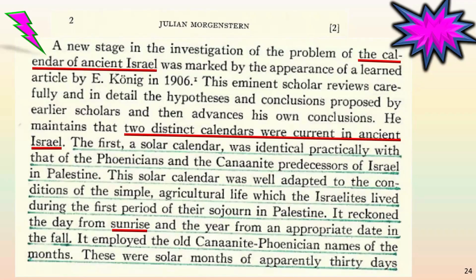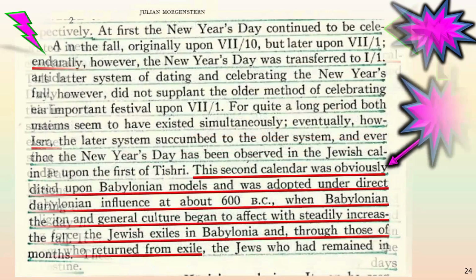This solar calendar was well adapted to the conditions of the simple agricultural life which the Israelites lived during the first period of their sojourn in Palestine. Do you notice that? The first period of their sojourn in Palestine. It reckoned the day from, he's saying sunrise, but actually it was dawn. They reckoned the day from dawn and the year from an appropriate date in the fall. That was for their civil calendar. It employed the old Canaanite Phoenician names of the months, and there were solar months of apparently 30 days. Isn't that interesting?